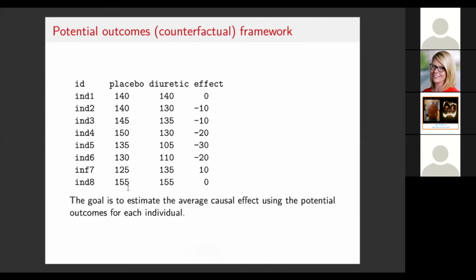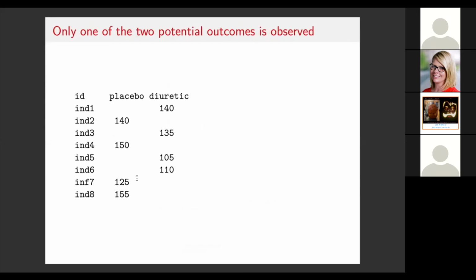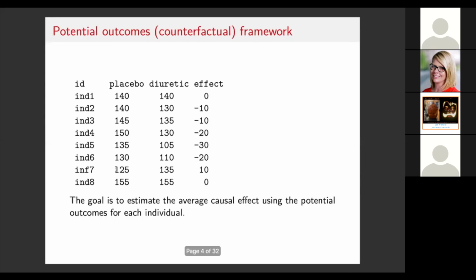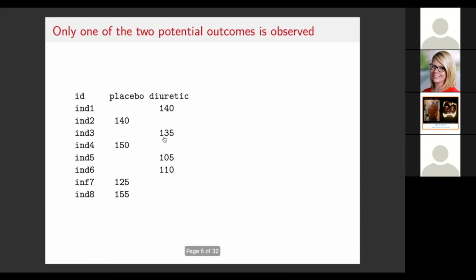You can see for one, the last one, both are the same, so you can pick any one. For the other one, individual 7, the placebo is better for them because that's lower. For individual 6, almost everybody else except the first one, the diuretic is better. And so you can see that this is close to the best possible outcomes for everyone.